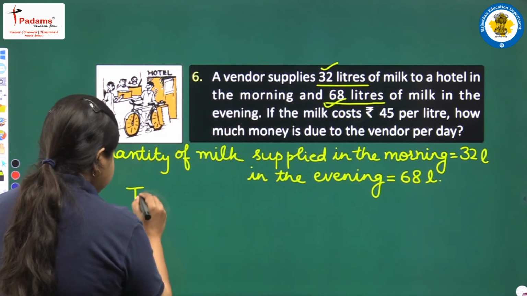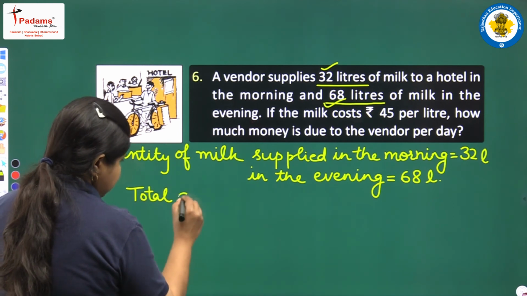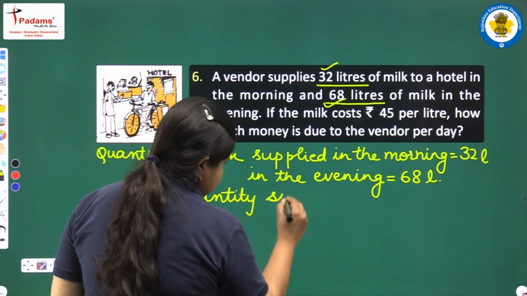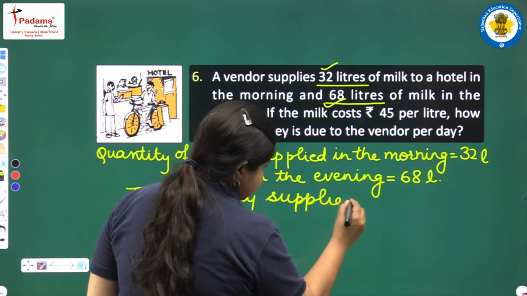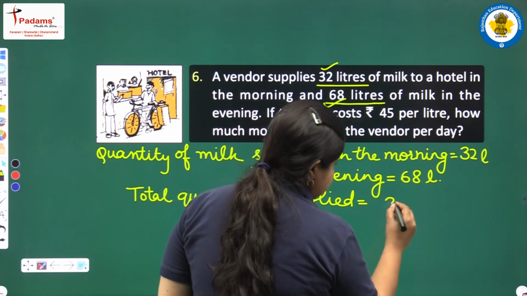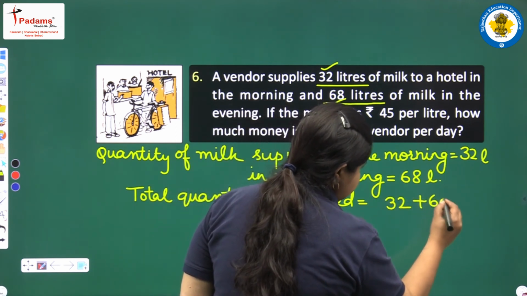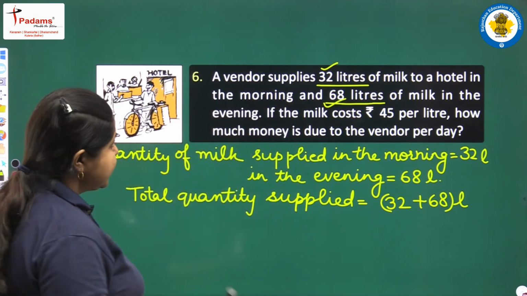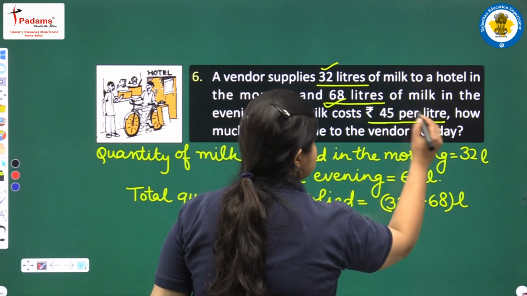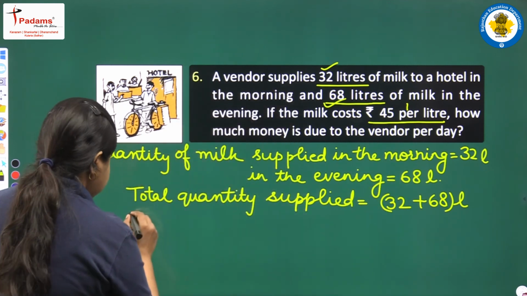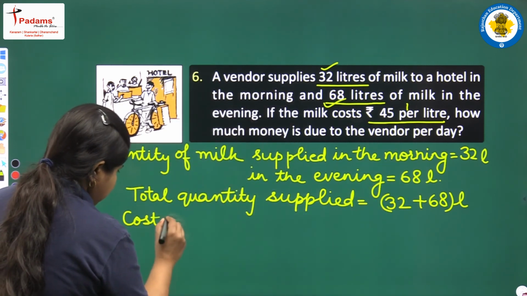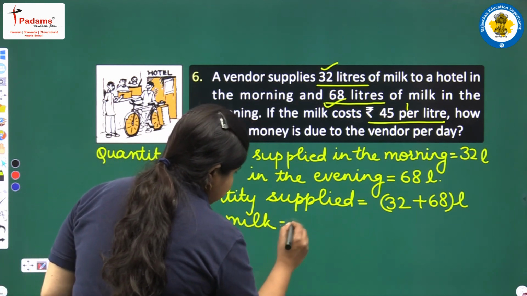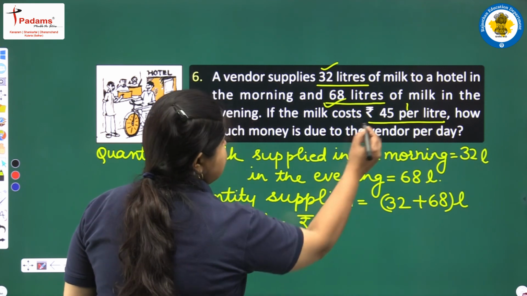Then the total quantity supplied will be just the sum of 2. How much? 32 plus 68 liters. This is the total milk supplied. Then the cost of milk per liter. Per liter means for 1 liter. So we can write cost of 1 liter milk is rupees 45.